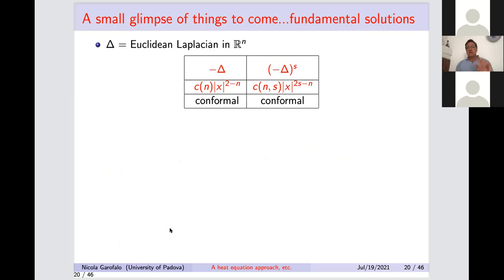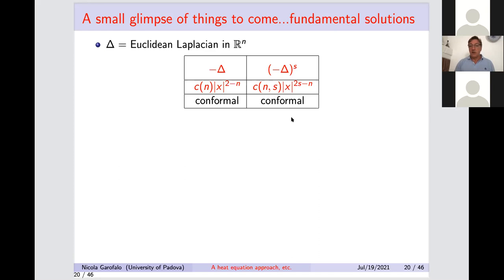So let me recap the situation for the Euclidean case. So we have minus Delta. This operator is, as we know, conformal through classical facts, and the Laplace-Beltrami operator and so forth. So minus Laplacian to the s is also conformal. It changes in a nice way when you change the metric. And the fundamental solution, as I just showed you, is given by this object here.